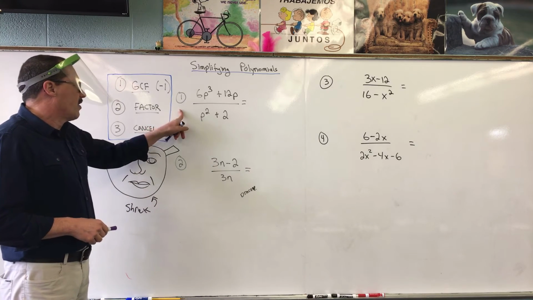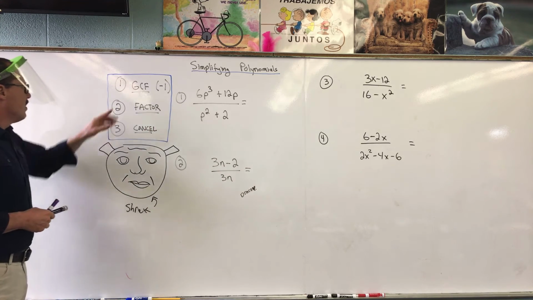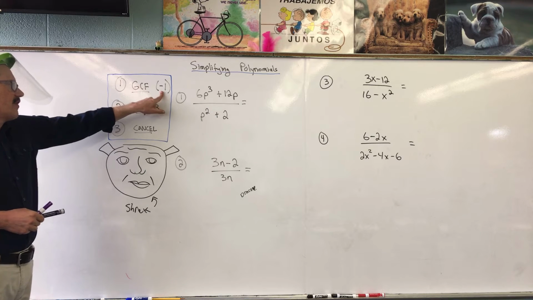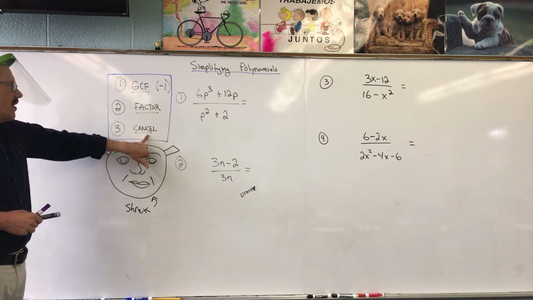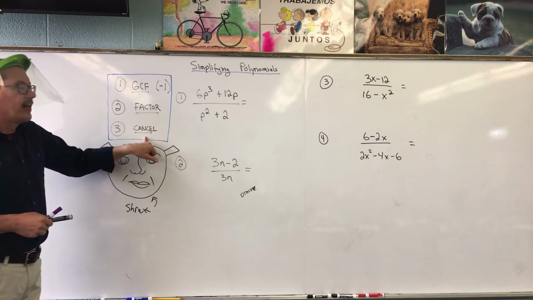All right, so let's go ahead and go over the kind of things we've been doing. Number one is you always want to look for GCF and sometimes pull out a -1. Second thing you do is you factor. Third thing you do is cancel, and after you cancel, what's left is your answer.